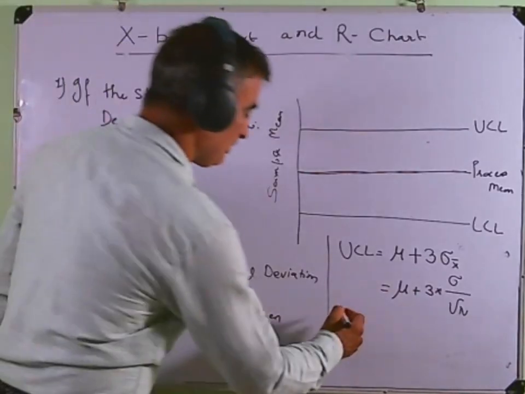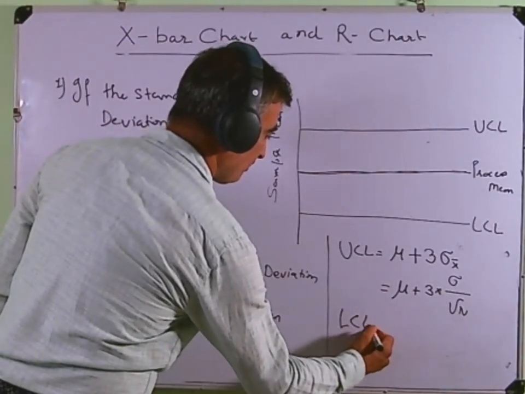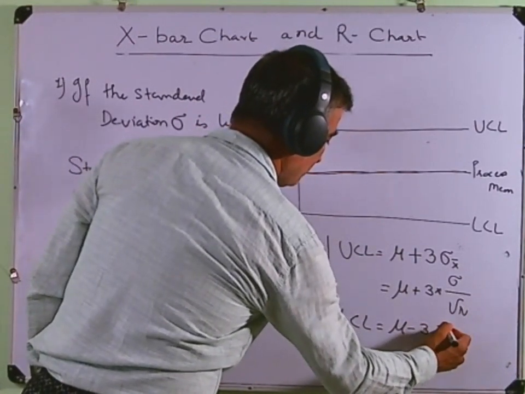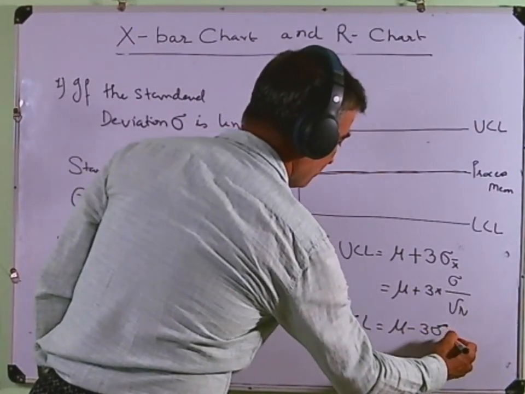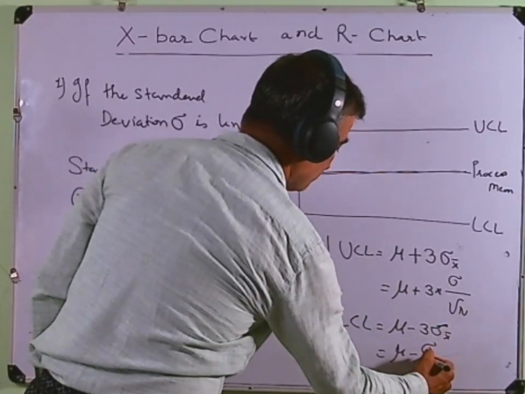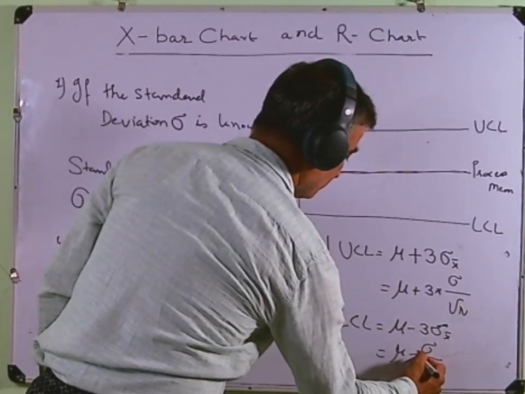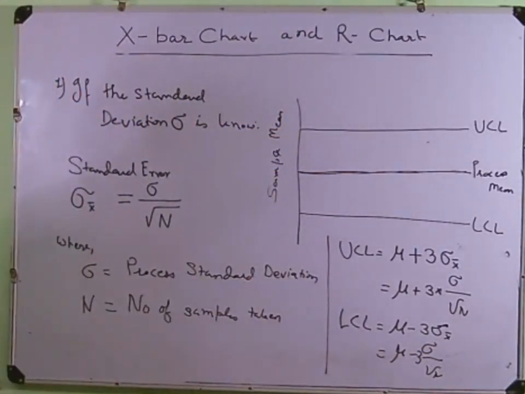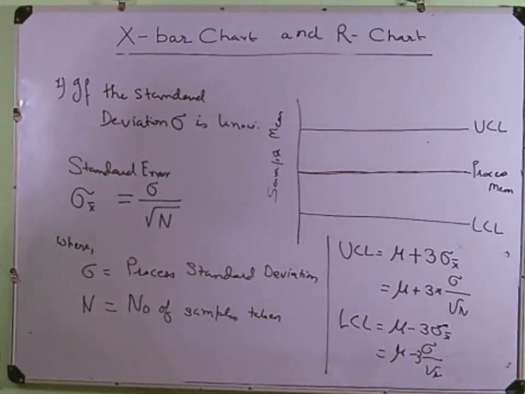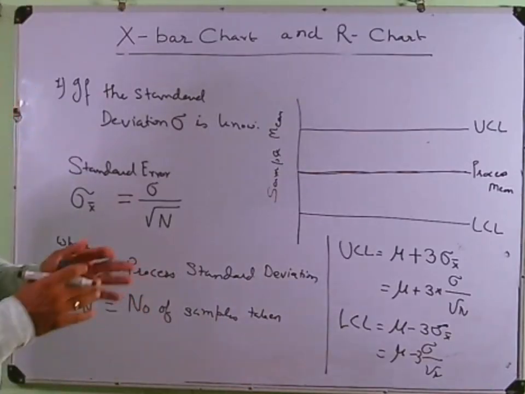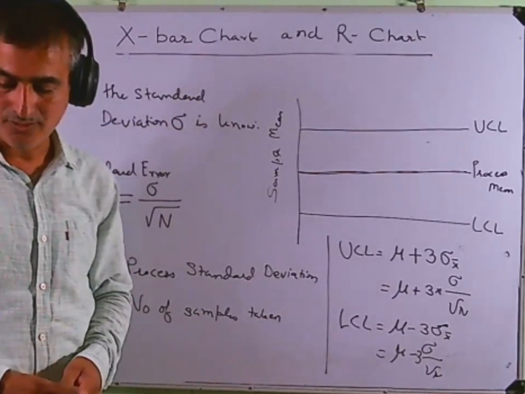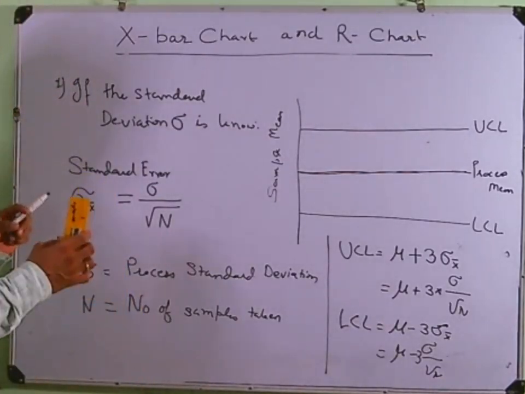For the lower control limit, you can use the formula mu minus 3 sigma x bar, which is equal to mu minus 3 times the standard deviation divided by root n. So using these two formulas, you can calculate the upper control limit and the lower control limit for the X bar chart if the standard deviation is known. Now, what if the standard deviation is not known?